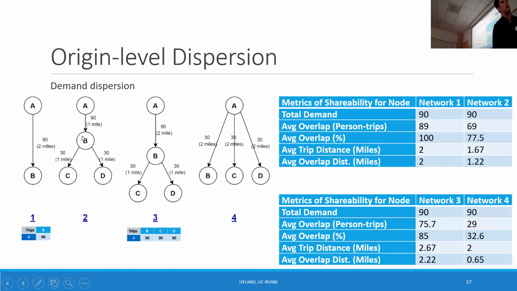Yeah, good question. So 30 of the travelers go to B. And then another 30 go to C and another 30 go to D. So they split, but you left 30 travelers behind at B. Good question. And it's the same here as well. So I think it's a very good idea.